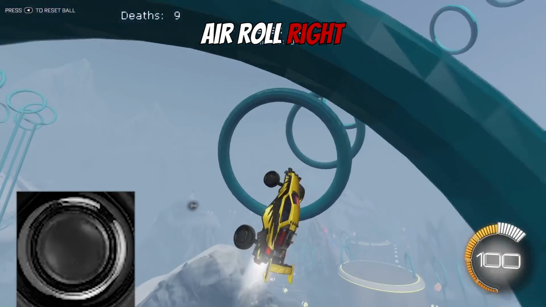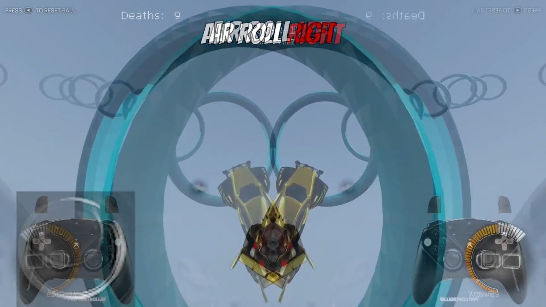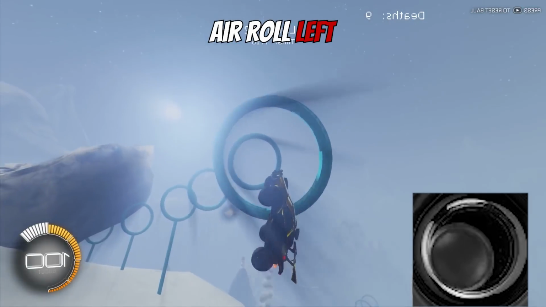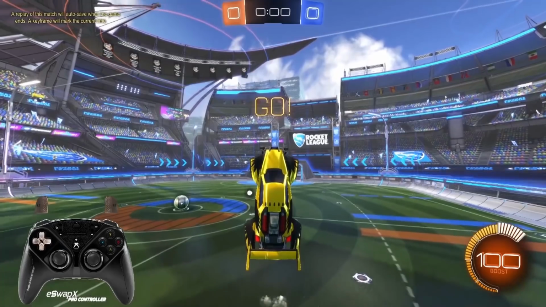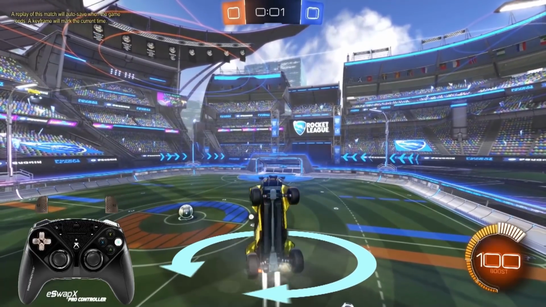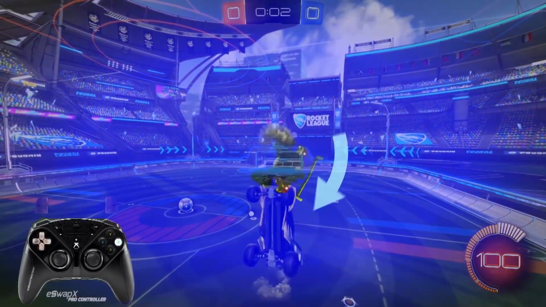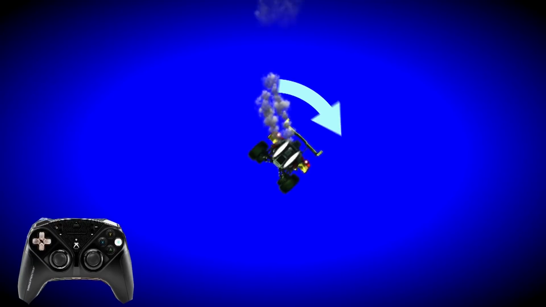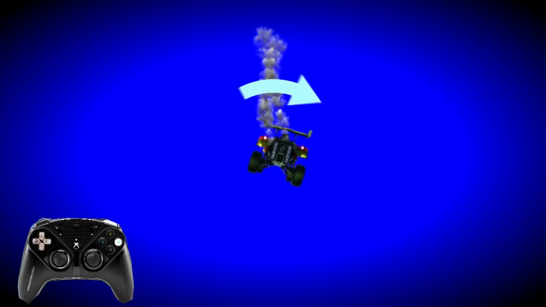However, for the air roll left, all you need to do is completely mirror the joystick inputs I use with air roll right, and your car will give you a mirrored movement to what I'm doing. The first thing to keep in mind is that while you're holding an air roll bind, your car is rotating in a circular motion. As long as you continue holding the bind, any joystick inputs you do will result in a circular motion from your car in that direction.